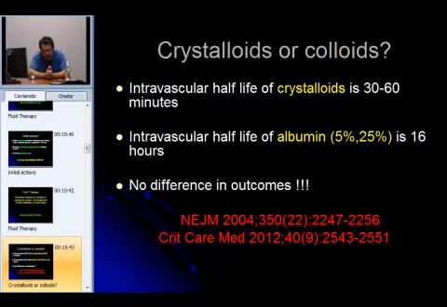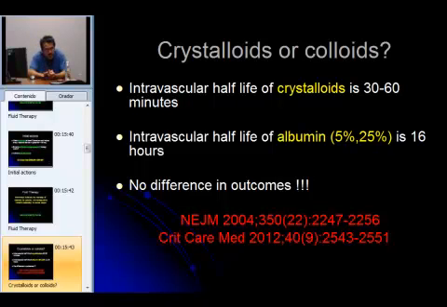with crystalloids, with normal saline, and there was no difference in outcomes. This was on a heterogeneous population of ICU patients. Obviously, pregnant patients were not included, but I have no reason to believe that it's going to be different during pregnancy. So there's no difference in outcomes.